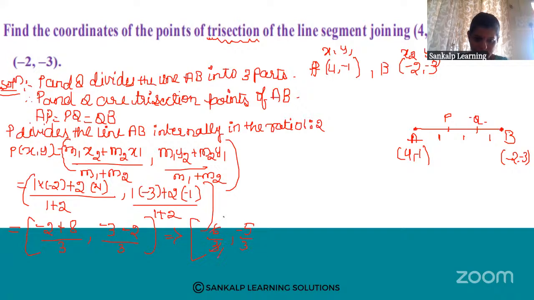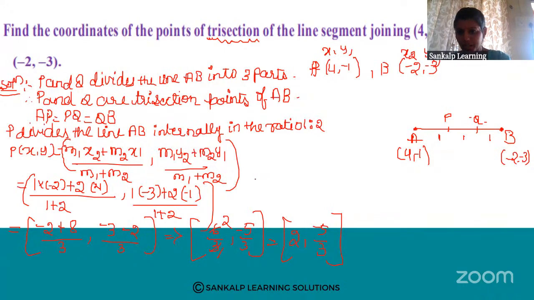3 ones are 3, 3 twos are 6. Okay. That means you will get 2 and minus 5 divided by 3. These two are the coordinates of P, x y. Okay. Now, see, when you consider a point P, that time the line divides in the ratio 1 is to 2. When you consider a point Q, okay, forget about point P.